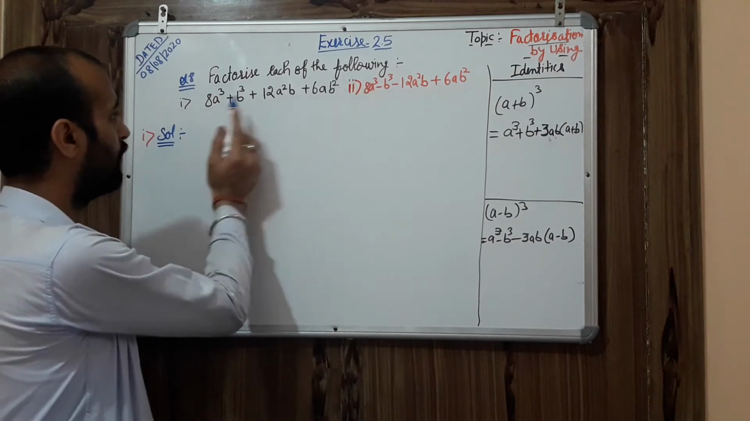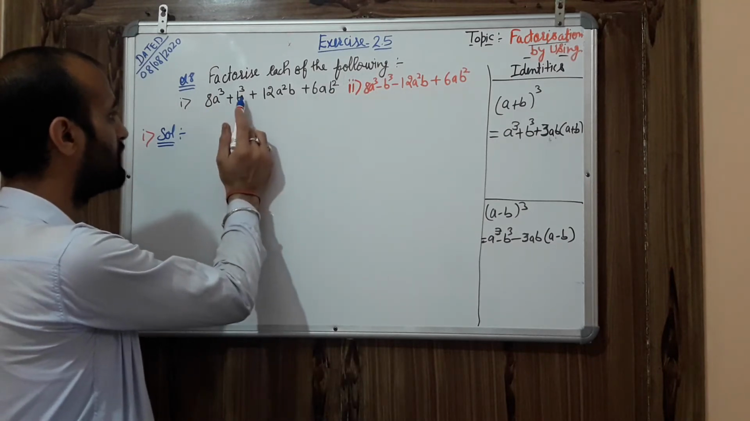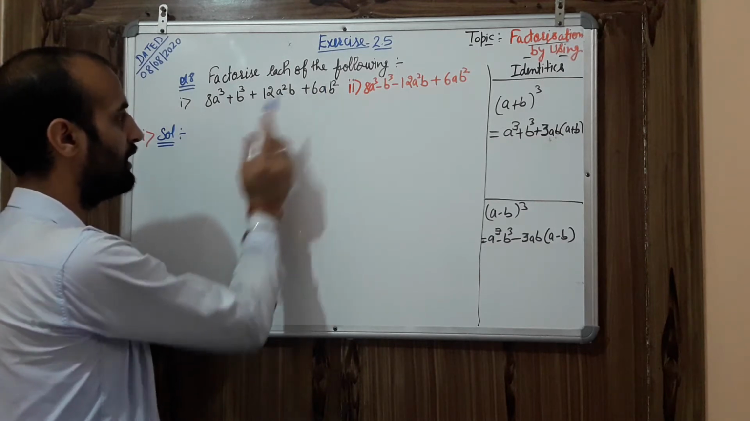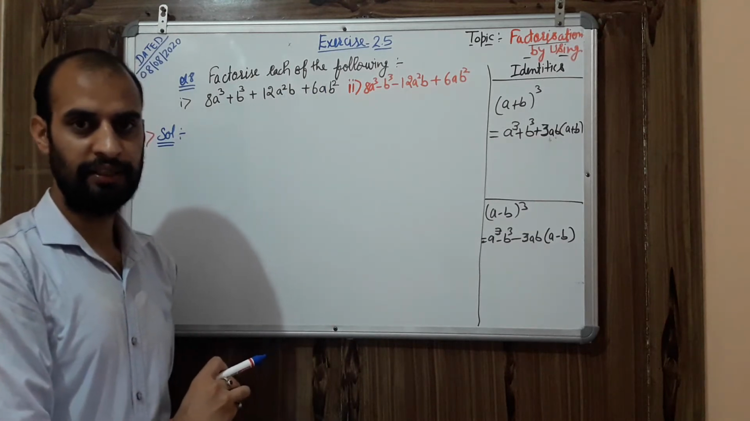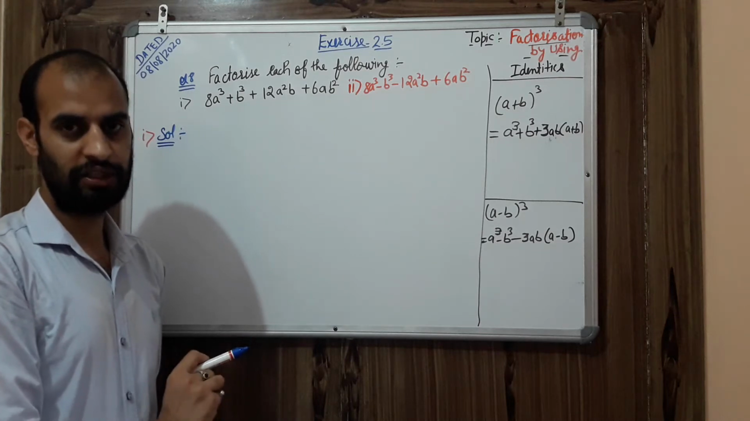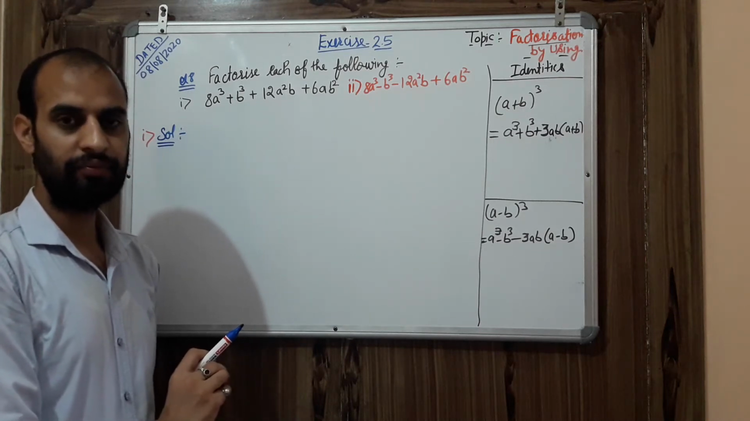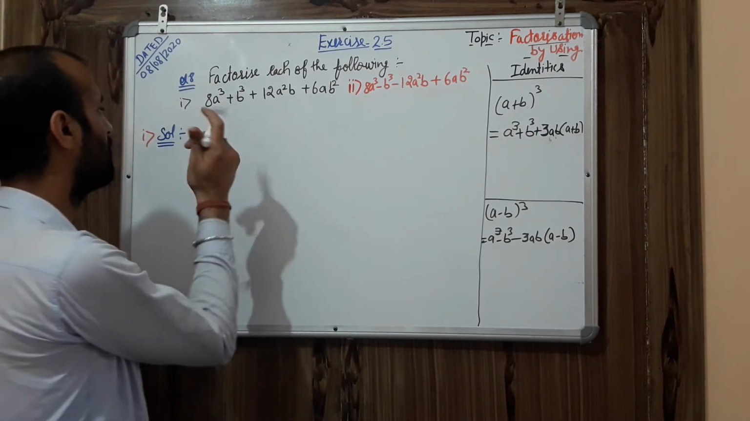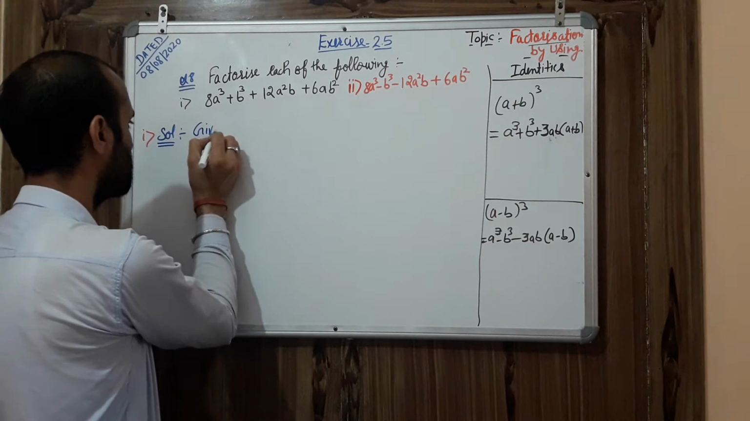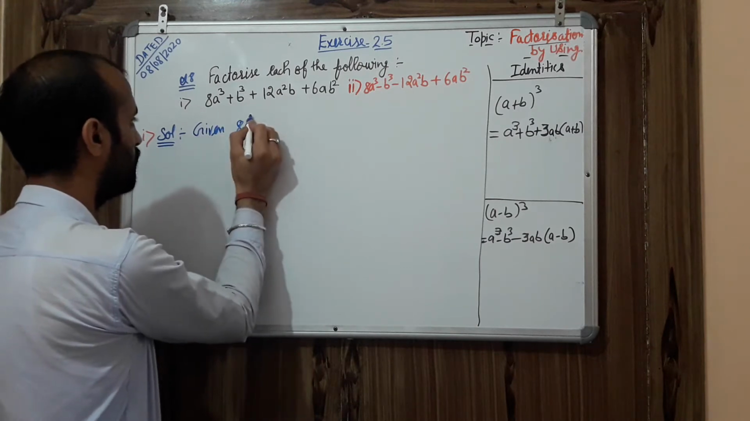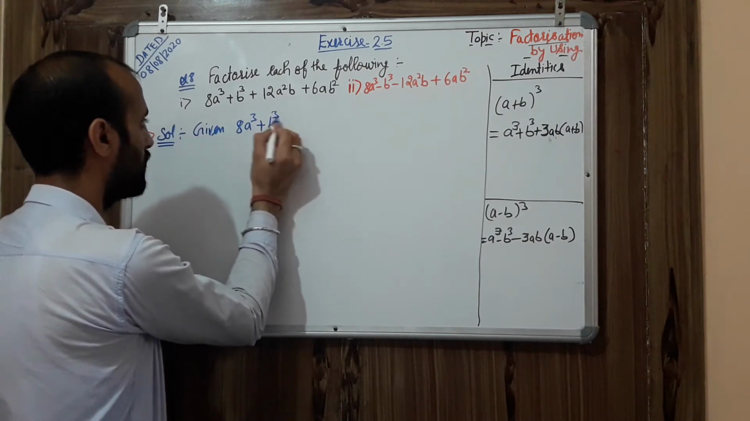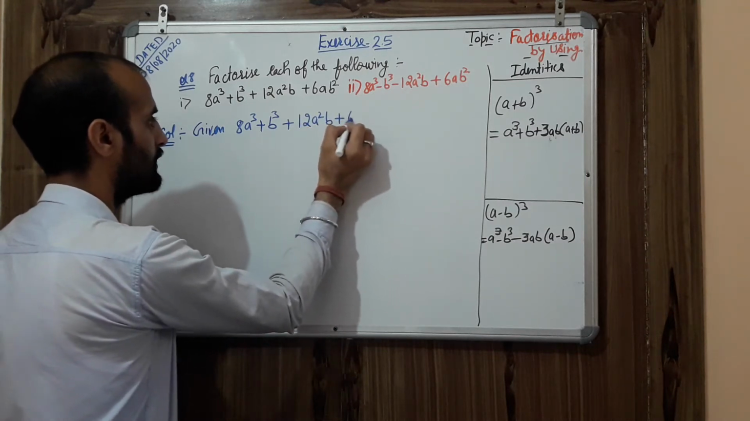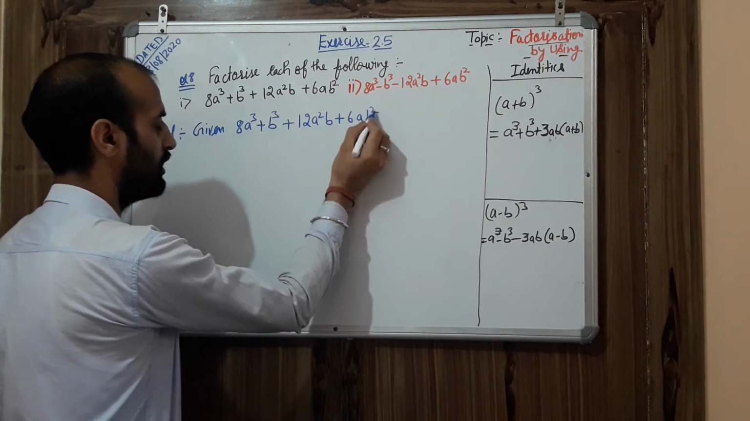Factorize each of the following. The first one is 8a cube plus b cube plus 12a square b plus 6b square a. This is the question given to us. So how can we solve this question? That is the task today. First I need to write the given question. So given is 8a cube plus b cube plus 12a square b plus 6ab square.